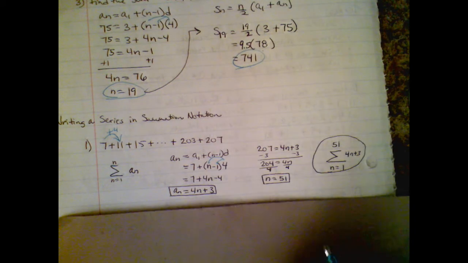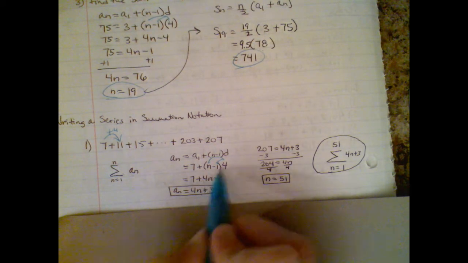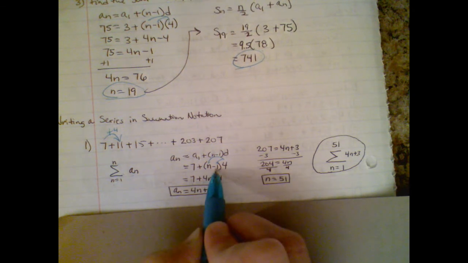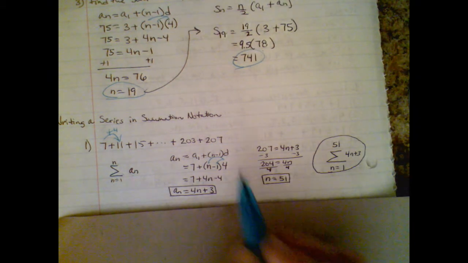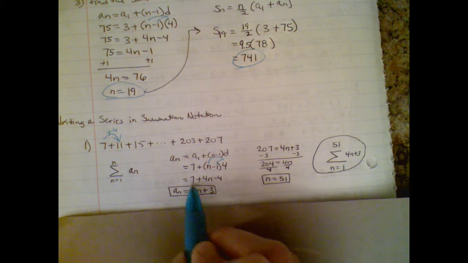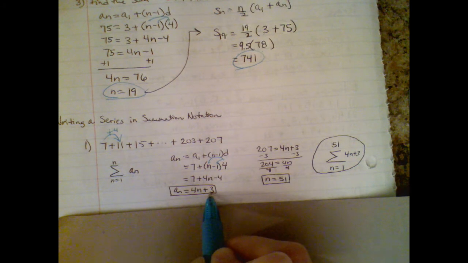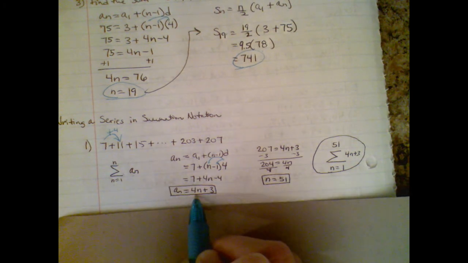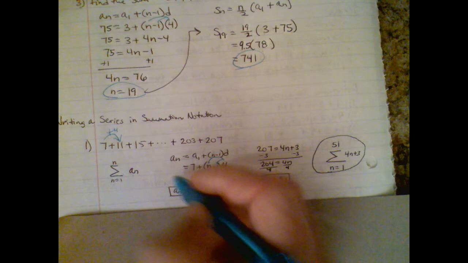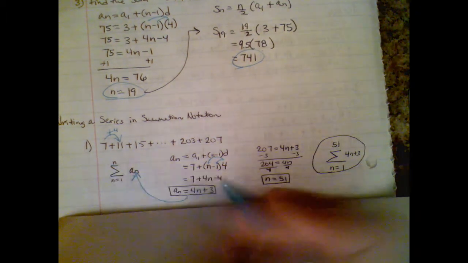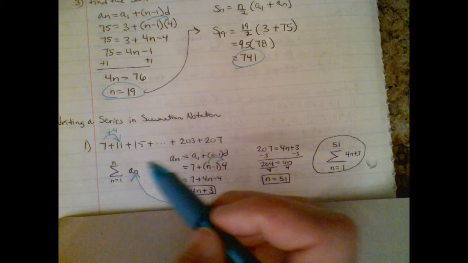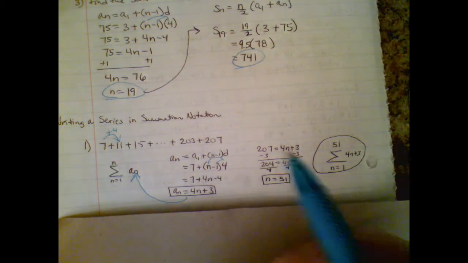So we'll distribute the 4. So we have 7 plus 4 times n is 4n. 4 times negative 1 is minus 4. Combine our like terms. So 7 minus 4, we get positive 3. So our a sub n equals 4n plus 3. So notice we're going to plug this right in here for our a sub n, because a sub n equals 4n plus 3.